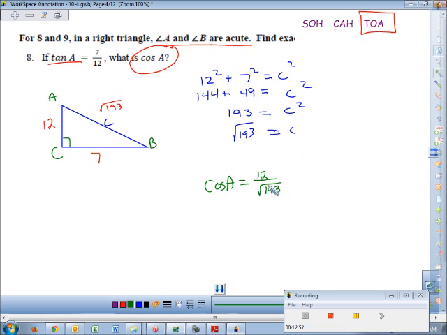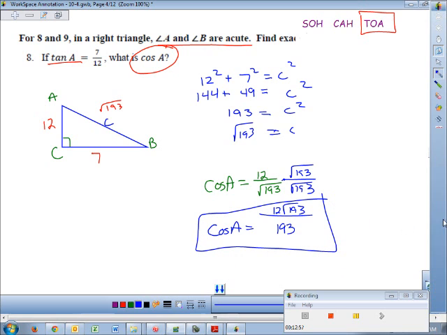Are you satisfied with that answer? Not even satisfied. Can't have a radical in the denominator. So let's rationalize it. Multiply by the number 1 in a fancy form. What's the number 1 you want to multiply by? Radical 193 over radical 193. Just come down a line. Cosine of A will equal 12 square roots of 193 over, what's radical 193 times radical 193? 193. Do it again on the next problem.